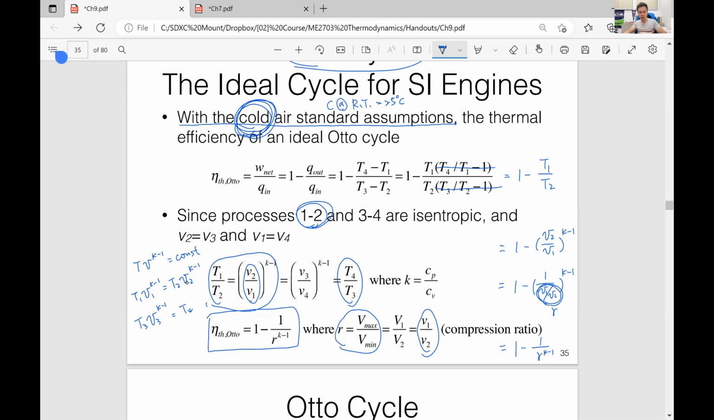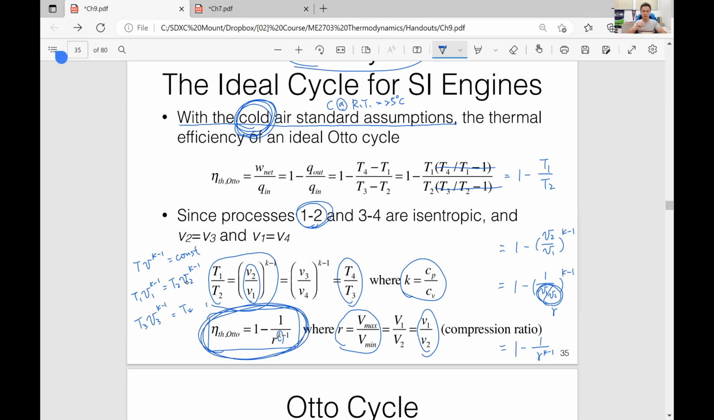The efficiency of an Otto cycle is a function of compression ratio and specific heat ratio. So k is the specific heat ratio, which is Cp over Cv. Okay. However, don't forget, we can go this far.